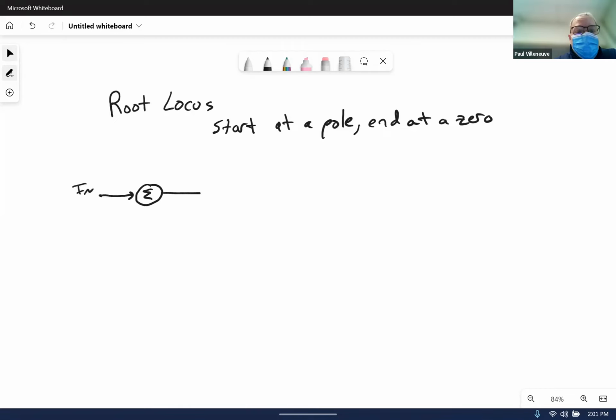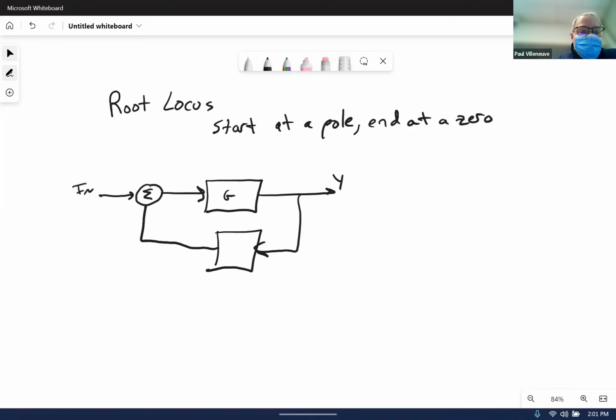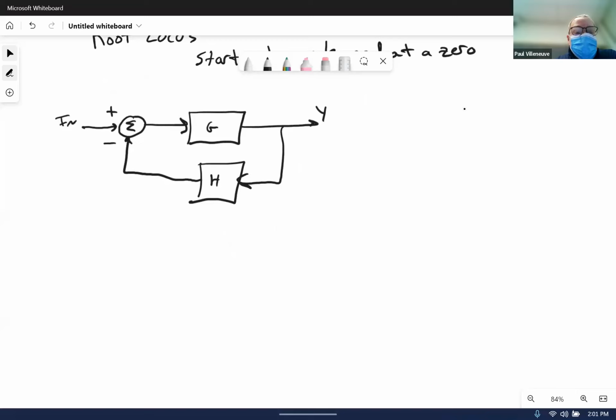input. We have a feed forward gain G, our output, and then we'll feed that back through our gain block H, and then we will have our plus minus in that direction. And if you remember the closed loop transfer function for that, our output over our input is going to be equal to G over 1 plus GH.